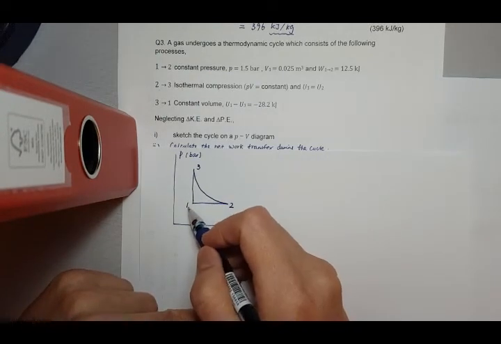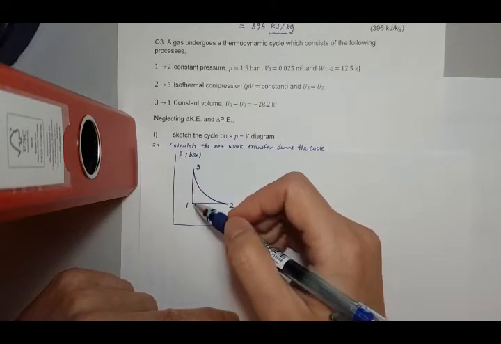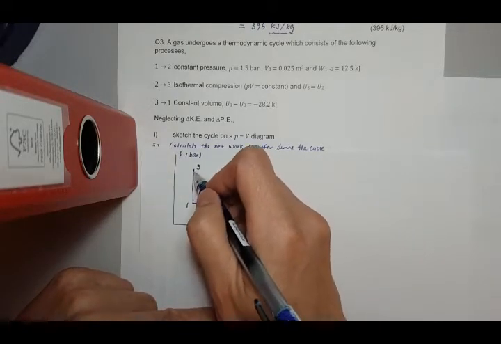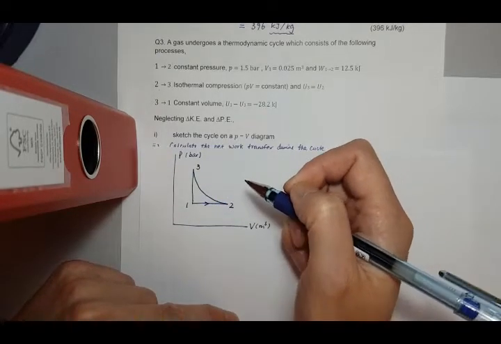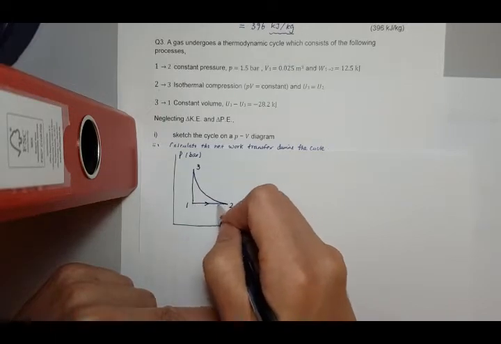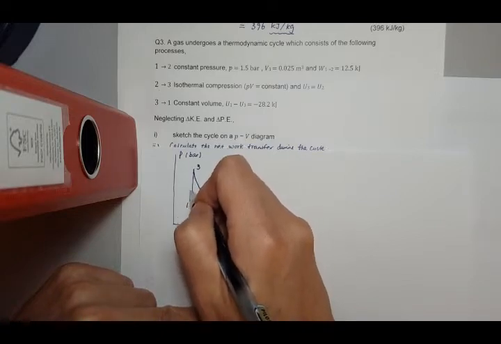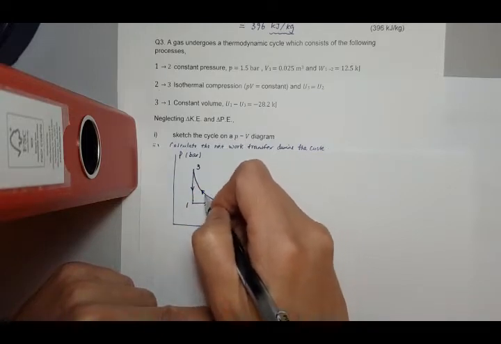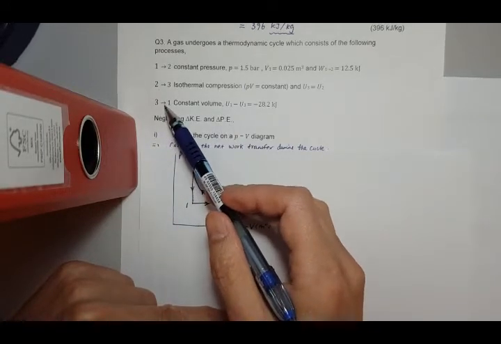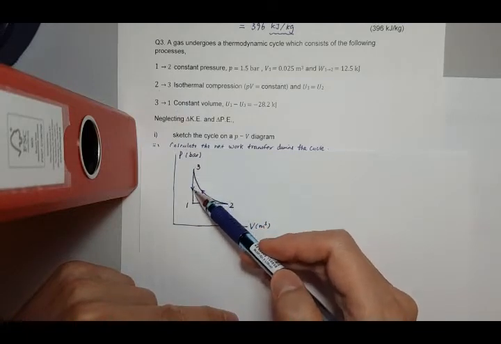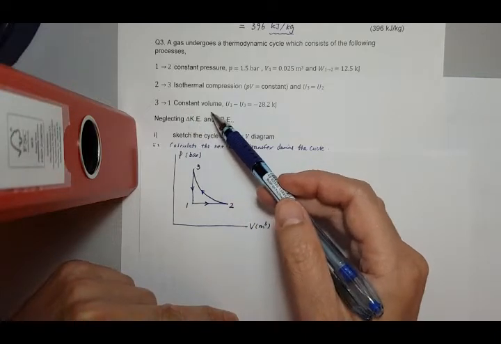Once you decide where these numbers 1, 2, 3 are, you have already found all the processes here. I would like you to plot the arrows too. This shows clearly 1 pointing to 2, 2 pointing to 3, and 3 pointing back to 1. So we have a closed loop. We can also check the third one, from 3 to 1, which has the same value of volume, so it is a constant volume process.